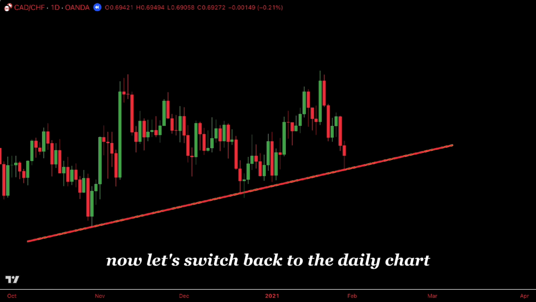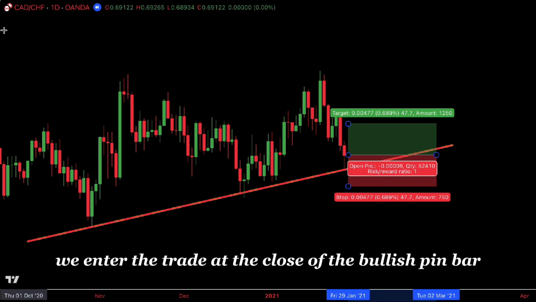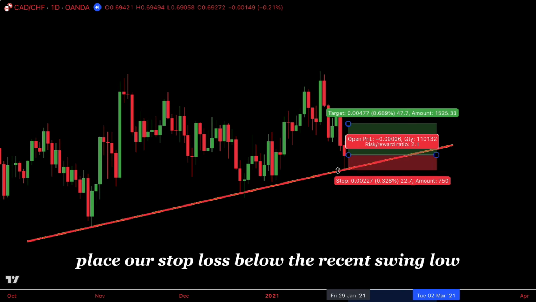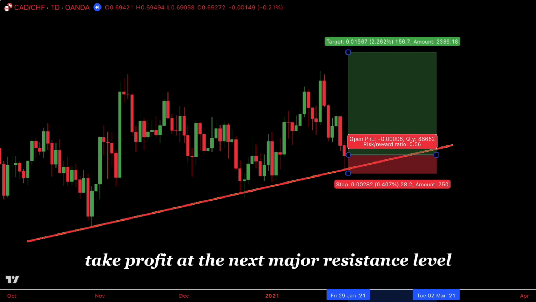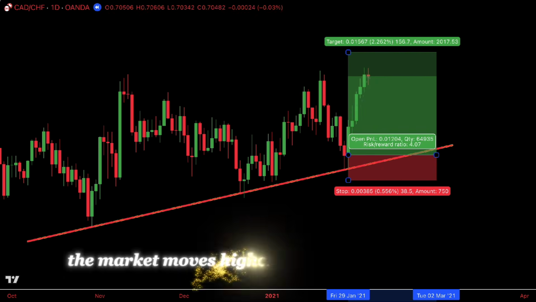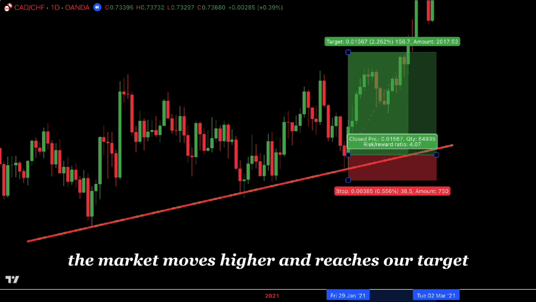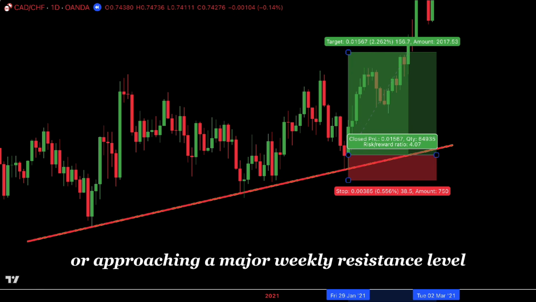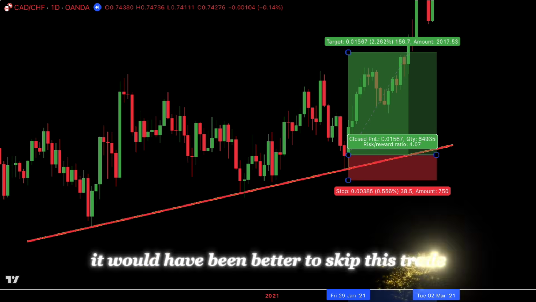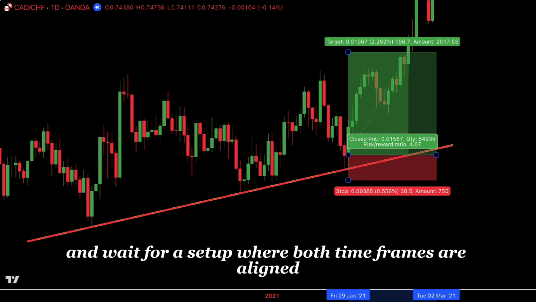Now let's switch back to the daily chart. We enter the trade at the close of the bullish pin bar, place our stop loss below the recent swing low, and set our take profit at the next major resistance level. As you can see, the market moves higher and reaches our target. If the weekly chart had been in a clear downtrend or approaching a major weekly resistance level, it would have been better to skip this trade and wait for a setup where both timeframes are aligned.